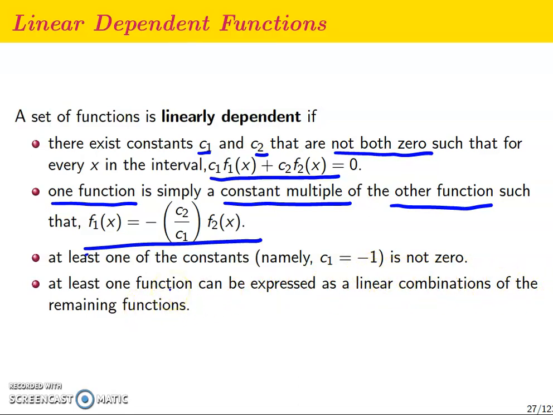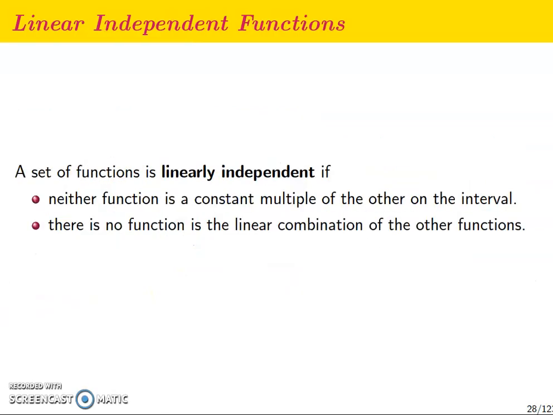One of the constants is not 0, and at least one function can be expressed as a linear combination of the remaining functions. By saying that, you can say functions are linearly independent, the opposite of linearly dependent, if neither function is a constant multiple of the other, or no function is a linear combination of the other functions. These are the two definitions of linear dependence and linear independence.